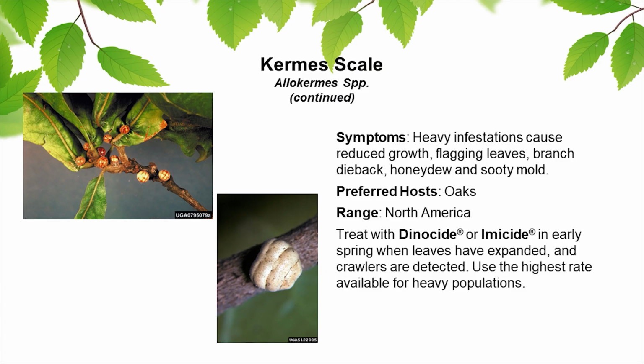Heavy infestations of Kermes Scale can cause reduced growth, leaf flagging, branch dieback, honeydew, and sooty mold. Oaks are the preferred host of Kermes Scale. They can be found throughout most of North America. Kermes Scale can be managed by treating with dinotefuran or imidacloprid in early spring when leaves have expanded and crawlers are detected. Use the highest rate available for heavy populations.